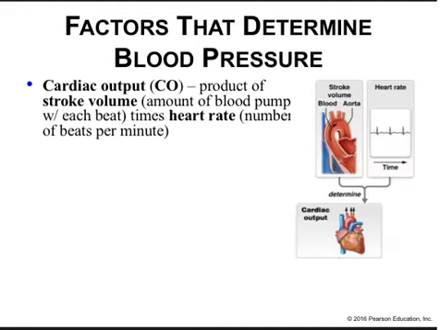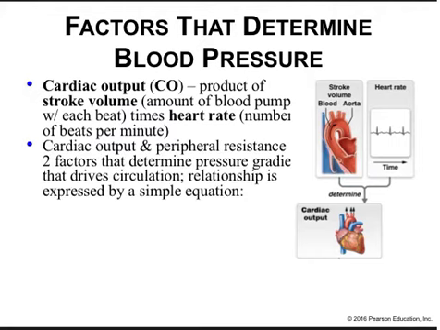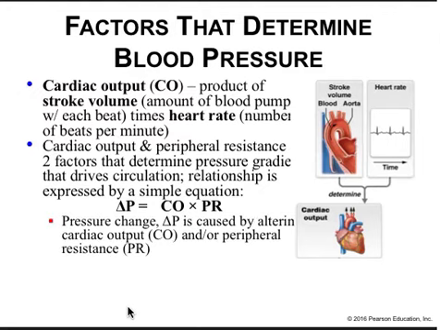The cardiac output is simply the product of the stroke volume and heart rate. Cardiac output and peripheral resistance are two factors that determine the pressure gradient that drives circulation. The relationship is expressed as follows. The difference in pressures between two parts of the circulatory system is equal to the product of the cardiac output and the peripheral resistance.